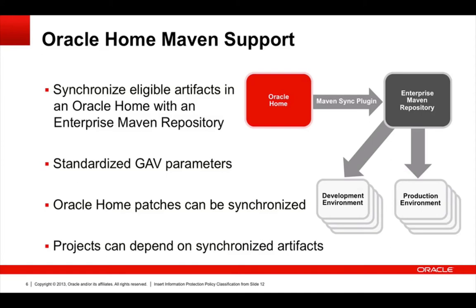The other feature this brings is patches. So when applying a patch to an Oracle home, the sync plugin can be re-executed, which will upload all of those eligible artifacts back to the Enterprise Maven repository. What this means from a project's point of view is they can depend on a version specific to a patch, or using the Maven ranges, they could depend on a major version of a product instead.